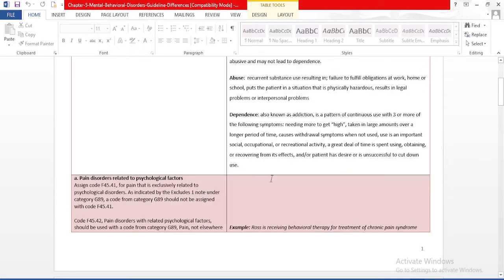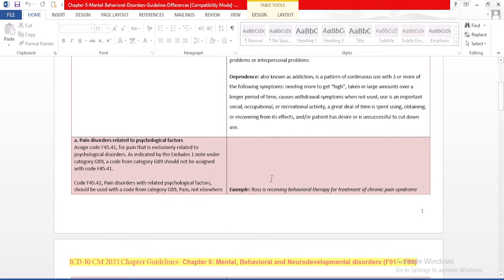Next word, abuse. Recurrent substance use resulting in failure to fulfill obligations at work, home or school, puts the patient in a situation that is physically hazardous, or results in legal problems or interpersonal problems. So basically abuse means that without the drug or alcohol the patient can't survive and is very addicted to drugs or alcohol, and because of that the patient may face legal problems too.